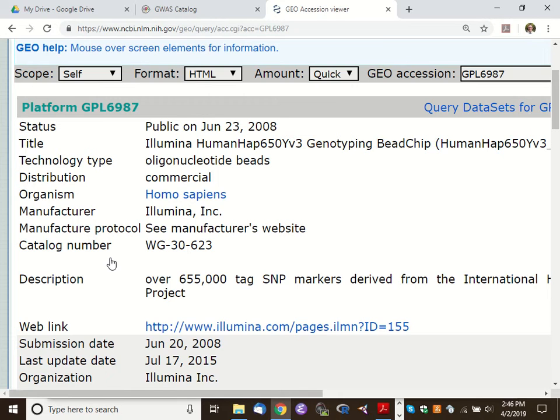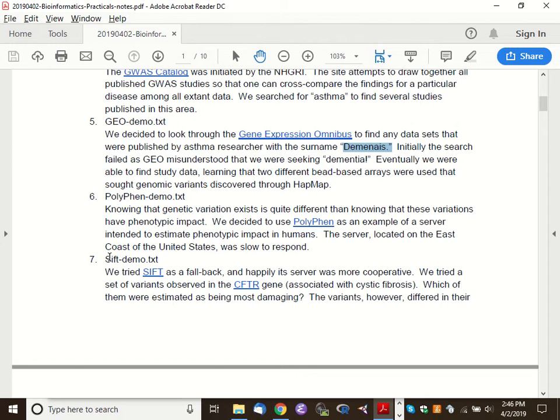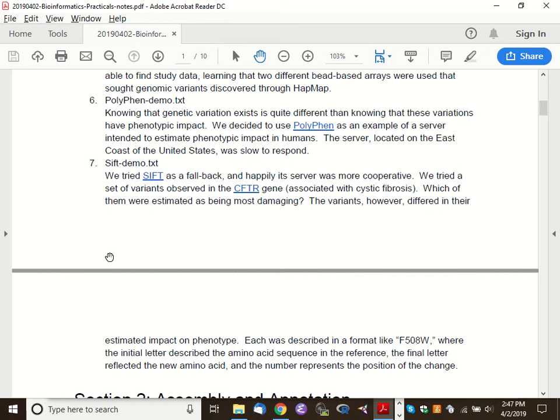Okay, great. So we've now had a quick look at the gene expression omnibus, and we learned that there were two different bead-based arrays that were used to examine genomic variants discovered through HapMap. So we have the ability to look in repositories and find data sets that help us answer our questions. Now, last year, PolyPhen was problematic. We're going to try it though. This is a phenotype evaluator. We want to know, does a sequence variant cause a phenotypic impact? So let us see if PolyPhen is going to respond.